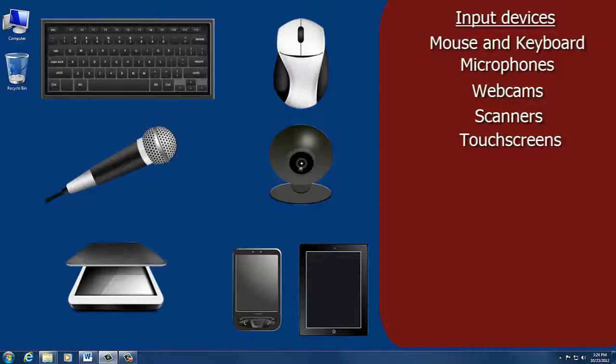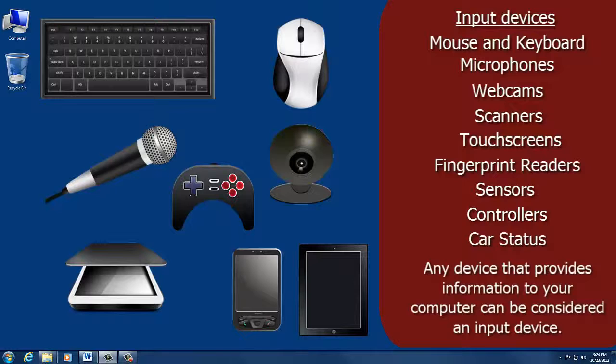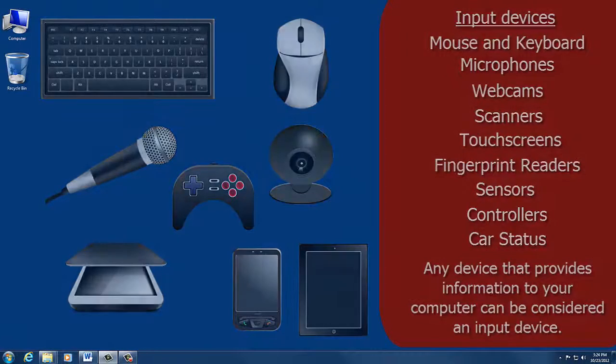There are some specialized input devices too, like fingerprint readers for security, sensors that measure the temperature in your refrigerator, movement in your video game controller, or system status in your car. Any device that provides information to your computer can be considered an input device.